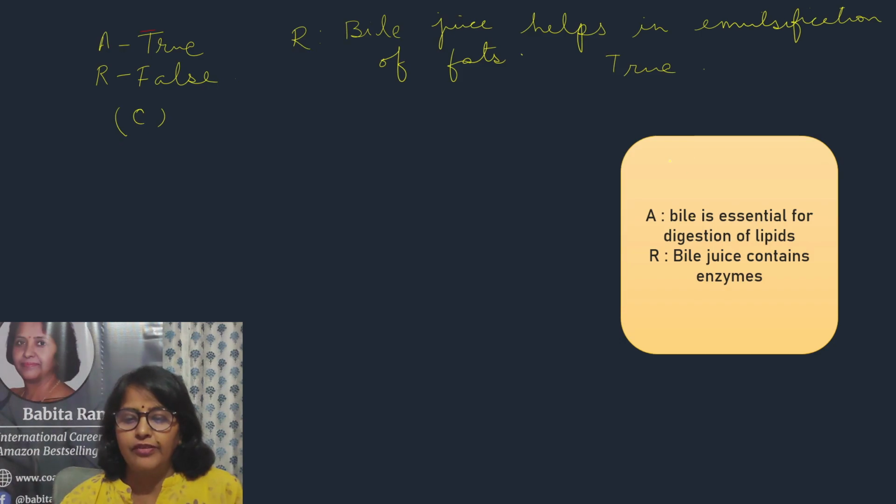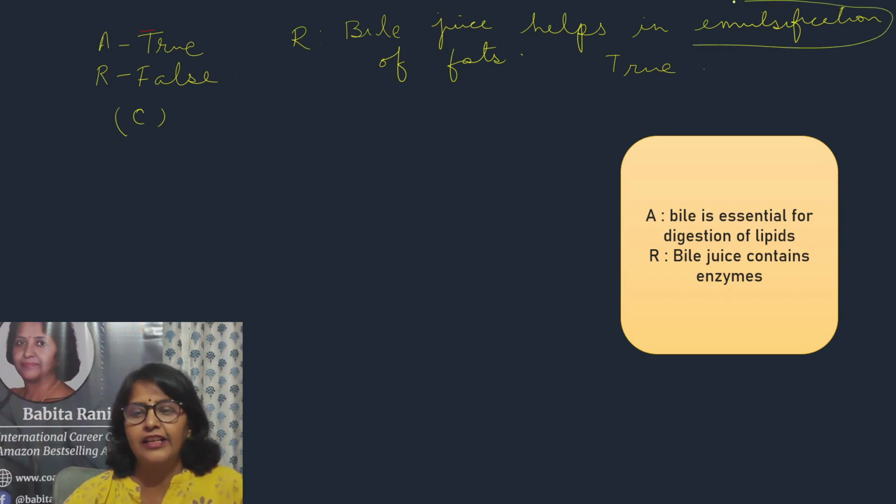Let us add because first. Bile is essential for digestion of lipids because bile juice helps in emulsification of fats. Do you think it is correct? Yes, because this is what happens. Without emulsification, fat cannot be digested, and bile juice is helping in emulsification of fat. So if the same reason is replaced with another statement, the answer is different. So this is how you have to give answers for assertion reason based questions.